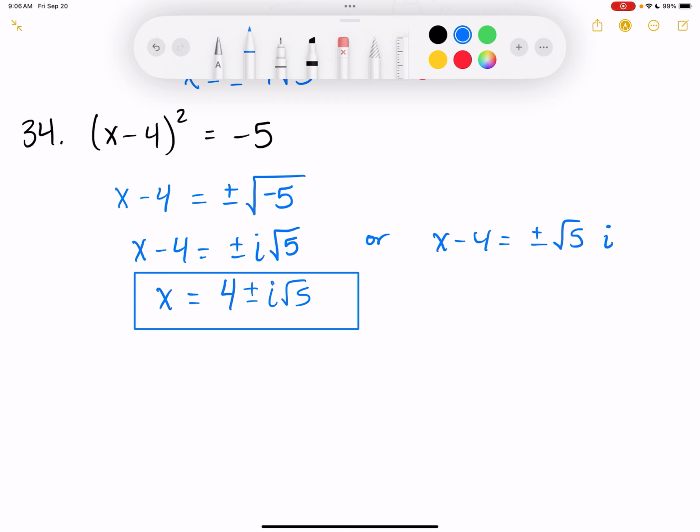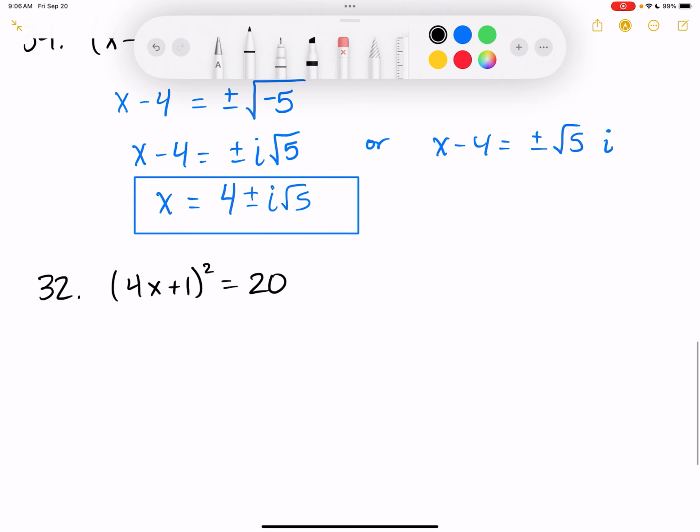All right, I'm going to backtrack and do 32 because there's something in this one I want us to see. In parentheses, 4x plus 1 squared equals 20. So I need to take the square root of both sides first. So that's going to give me 4x plus 1 equals plus or minus the square root of 20.